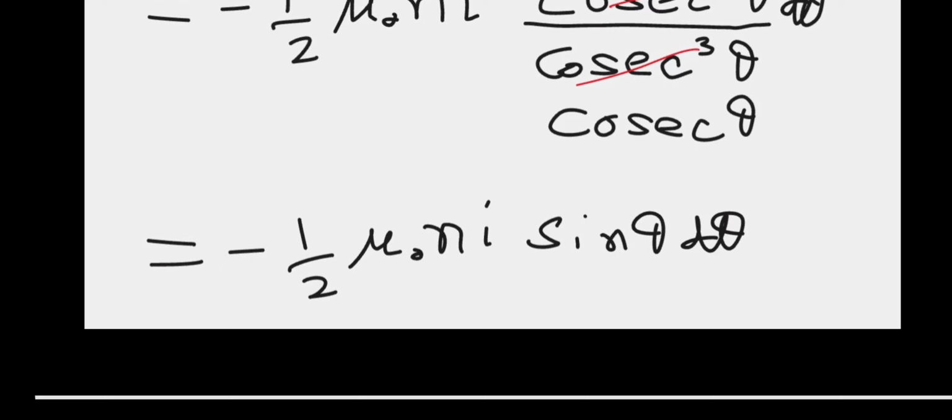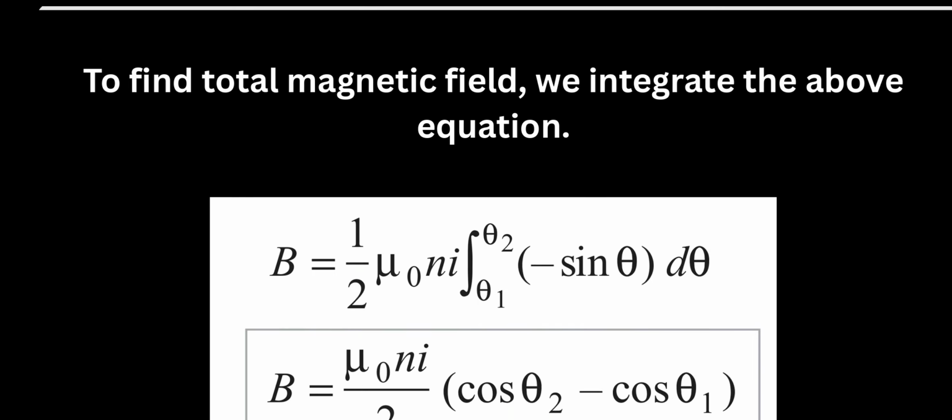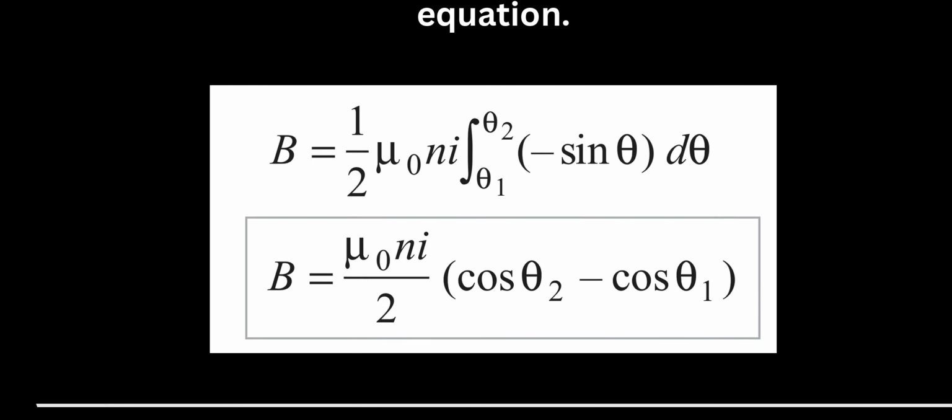Now to find the total magnetic field, we should integrate this part. So to find the total magnetic field, we integrate the above equation. B equals half mu 0 n I integration from theta 1 to theta 2 of minus sin theta d theta. And the value of this integral becomes mu 0 n I by 2 into (cos theta 2 minus cos theta 1) after putting the limits theta 1 and theta 2. So basically we find the magnetic field due to the solenoid. This is the final expression.